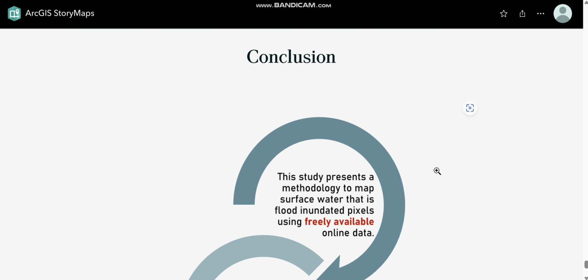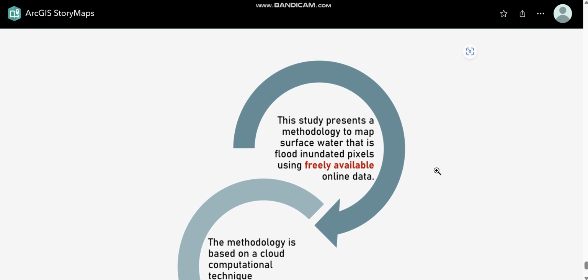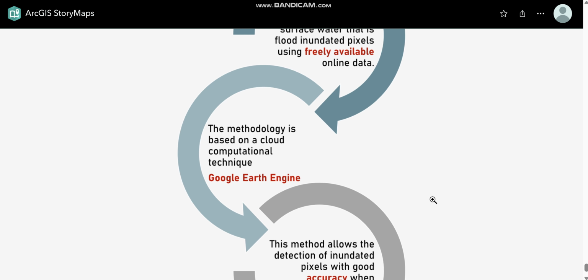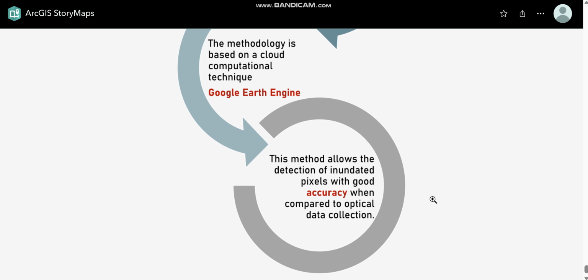So what is the conclusion of the study? The study presents a methodology to map the surface water extent using freely available global resource data, which is very important. The methodology is developed entirely on Google Earth Engine cloud computation and has been visualized on an ArcGIS story map, which is more beneficial for the user.